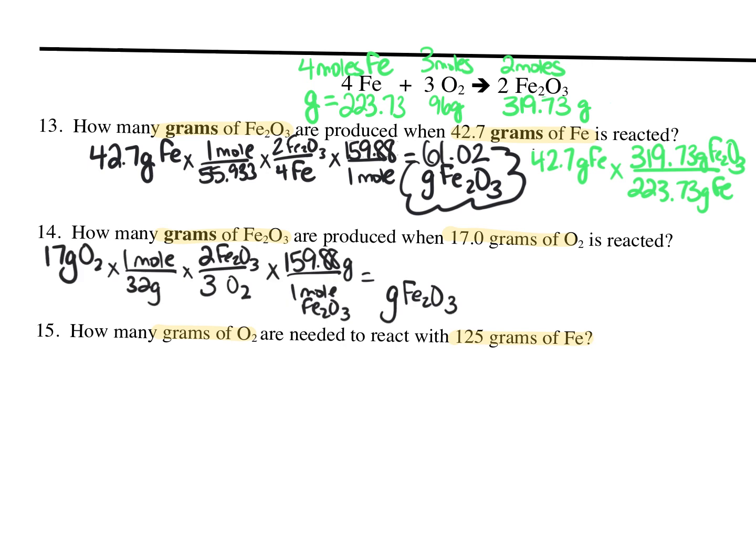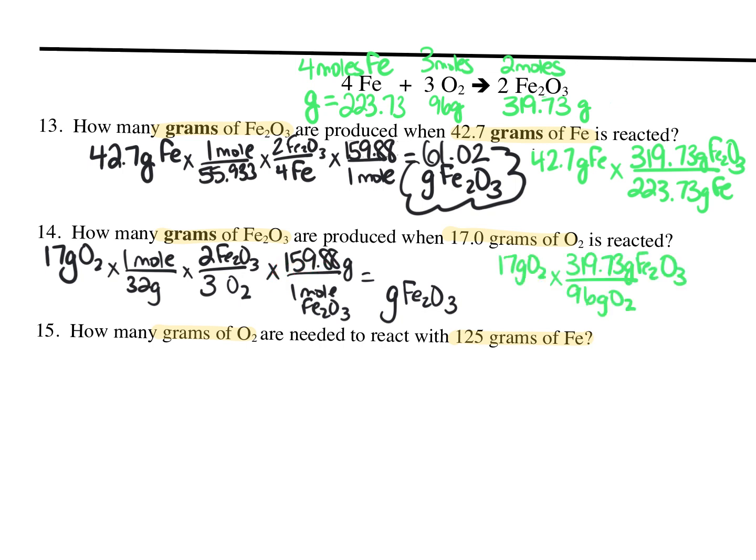For the next problem, I've got my grams I'm given of oxygen. I'm going to use the molar mass of oxygen to convert to moles of oxygen. I don't want oxygen, so I'm going to use the coefficient from the balanced equation. I want to get to iron oxide, so the coefficient of iron oxide is 2. Then I want to find out how many grams of iron oxide. Well, 1 mole of iron oxide weighs 159.88 grams.